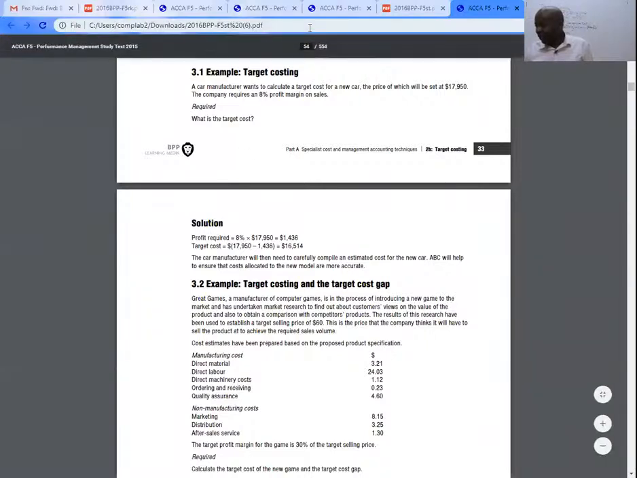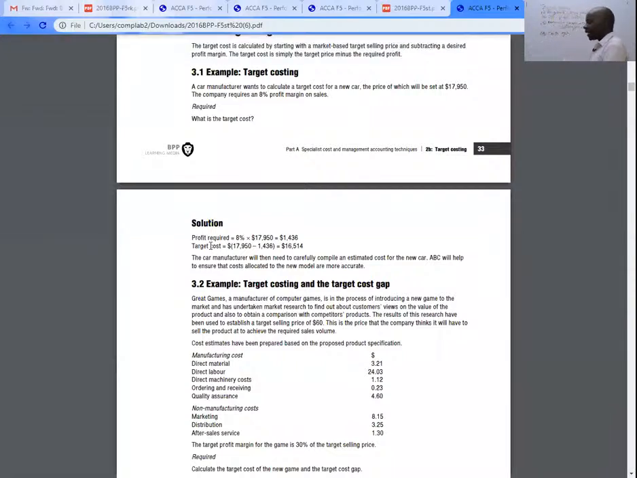Now, the first thing that I will do is to identify my projected targeted selling price. The targeted selling price here, they have told us, is 60, ladies and gentlemen. From there, the second thing is to look for the desired profit margin. The desired profit margin is 30%. So 30% of what here? Of 60. 30% of the selling price, 30% of 60, this gives us 18.